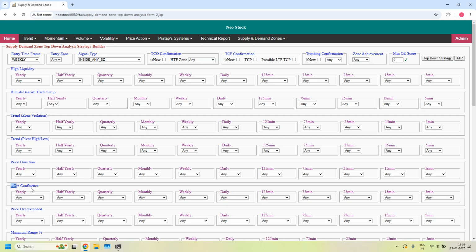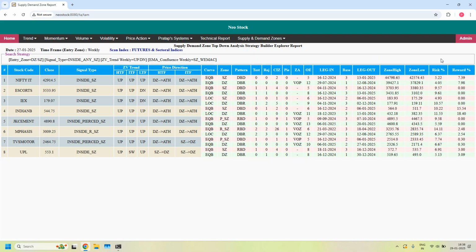Let's set the filter EMA confluence at weekly time frame. I am setting the filter weekly supply zones having weekly EMA confluence. And the trend on weekly time frame should be either up or down, but not sideways. So I set the up and down trend filter. Let's filter. We got 8 stocks out of 22. These 8 weekly supply zones are having weekly EMA confluence, and current price is closed inside the weekly supply zone.